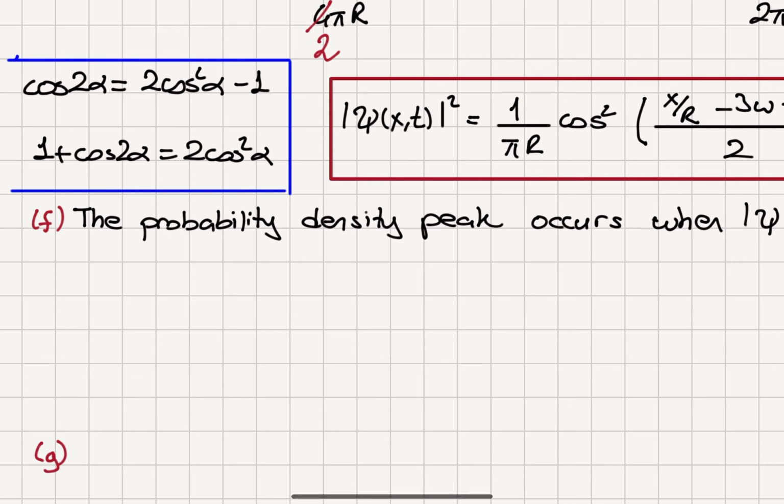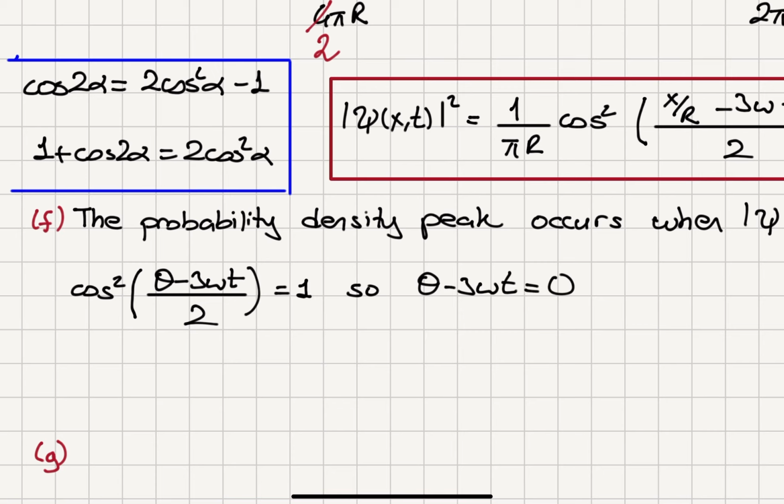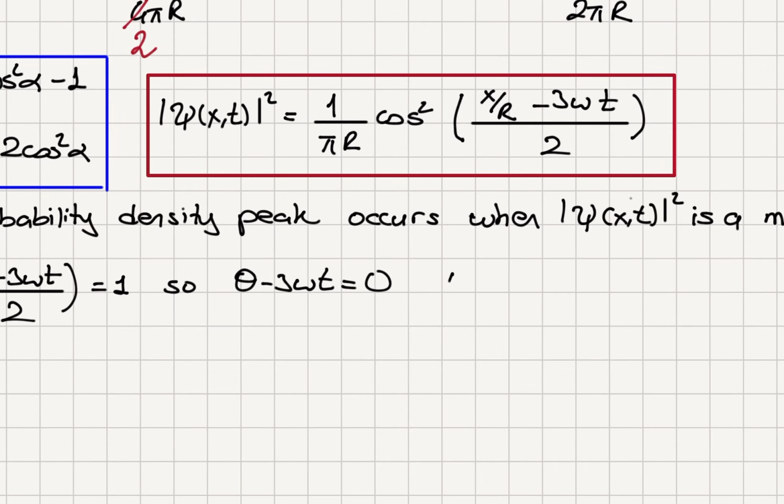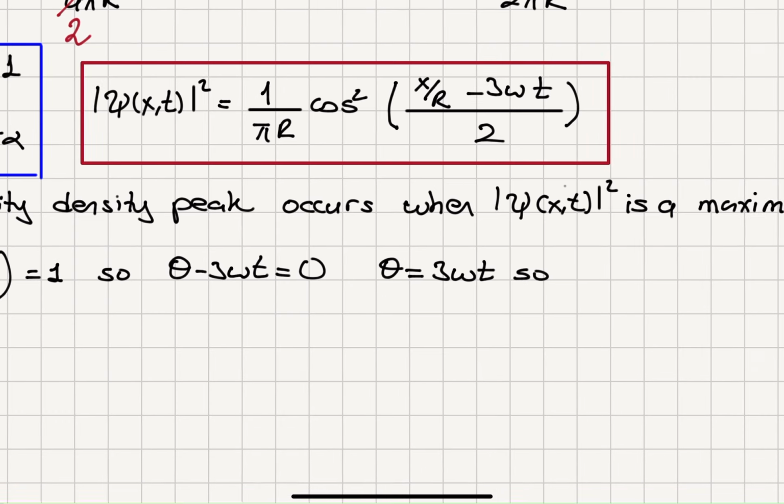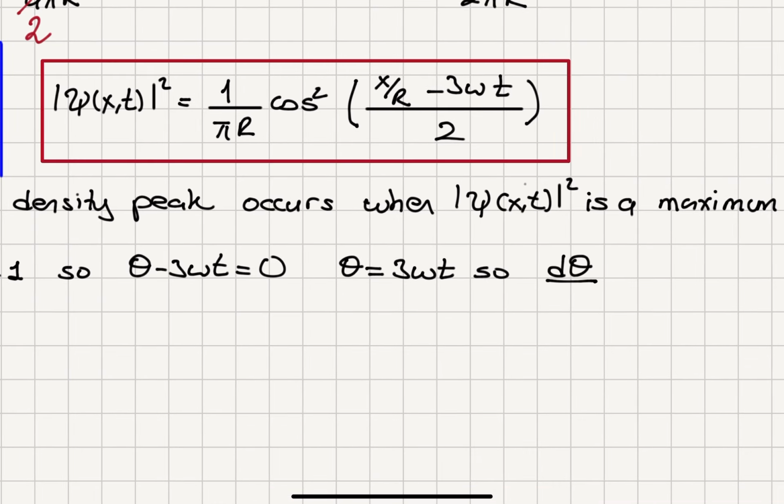So we have the time-dependent term here, cosine squared. The cosine squared maximum is equal to 1. So cosine squared of (theta minus 3 omega t) divided by 2 must be equal to 1. So theta minus 3 omega t must be equal to 0, because cosine 0 is 1, and theta is 3 omega t. So what is d theta dt? The angular speed with which the probability density peak moves, d theta dt, is equal to 3 omega.